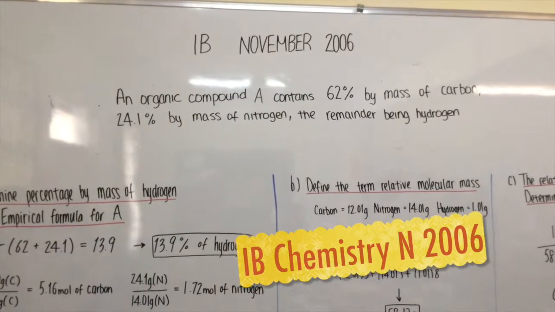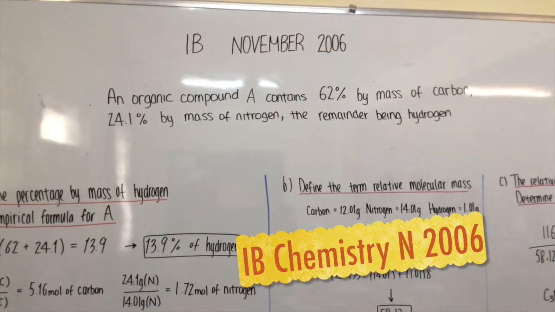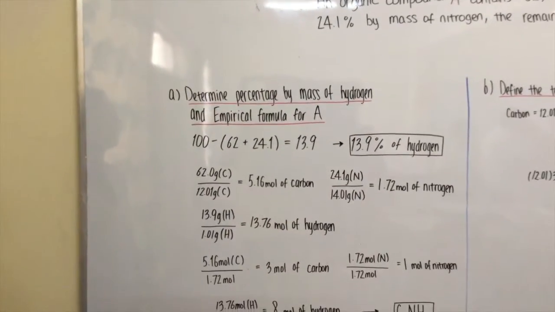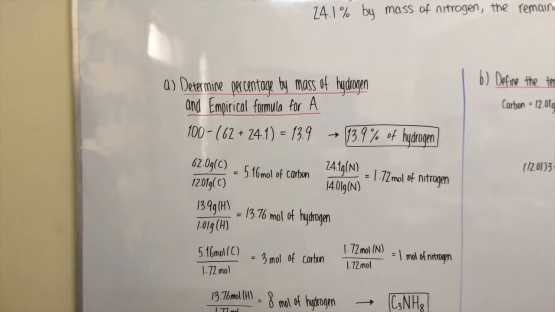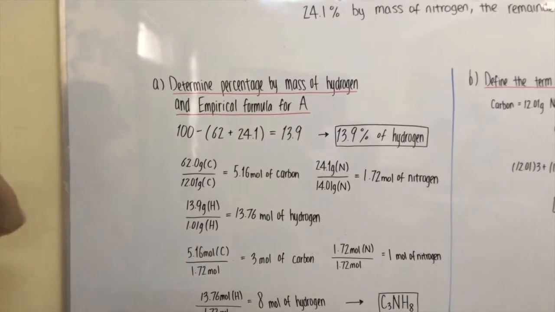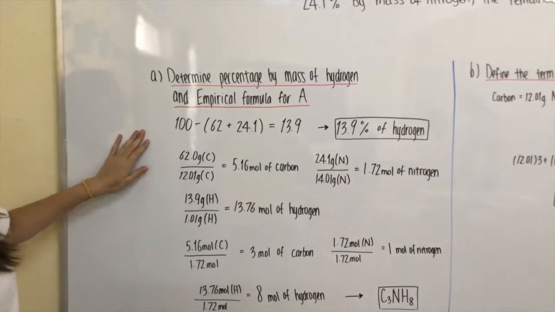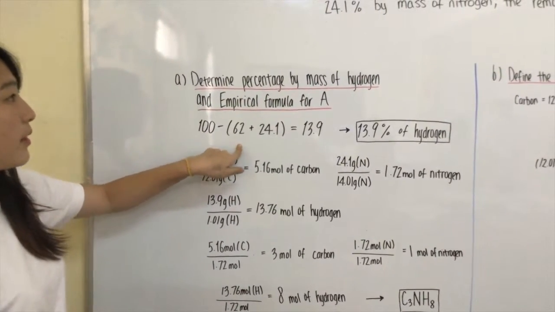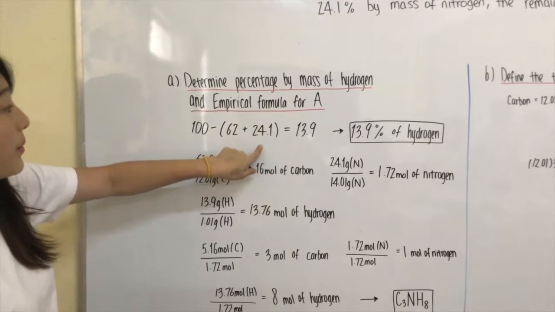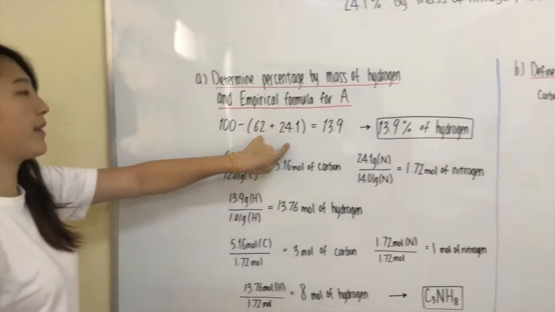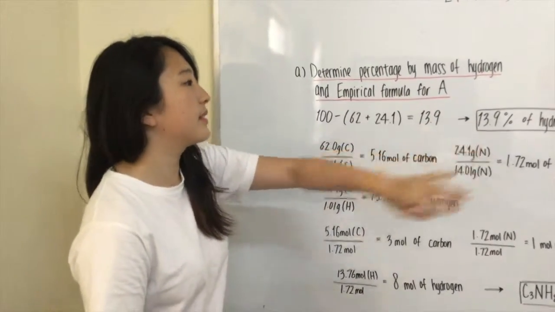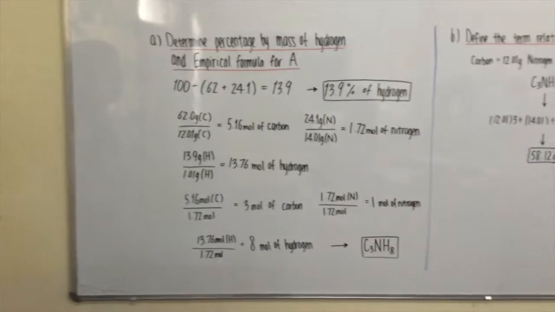Organic compound A contains 62% by mass of carbon, 24.1% by mass of nitrogen, the remainder being hydrogen. If the question asks for the percentage by mass of hydrogen and the chemical formula for A, then the percentage of mass of hydrogen can be determined when you add the percentage of carbon, 62%, and the percentage of nitrogen, 24.1%, and subtract it from 100, you get 13.9%, which is the percentage mass of hydrogen.